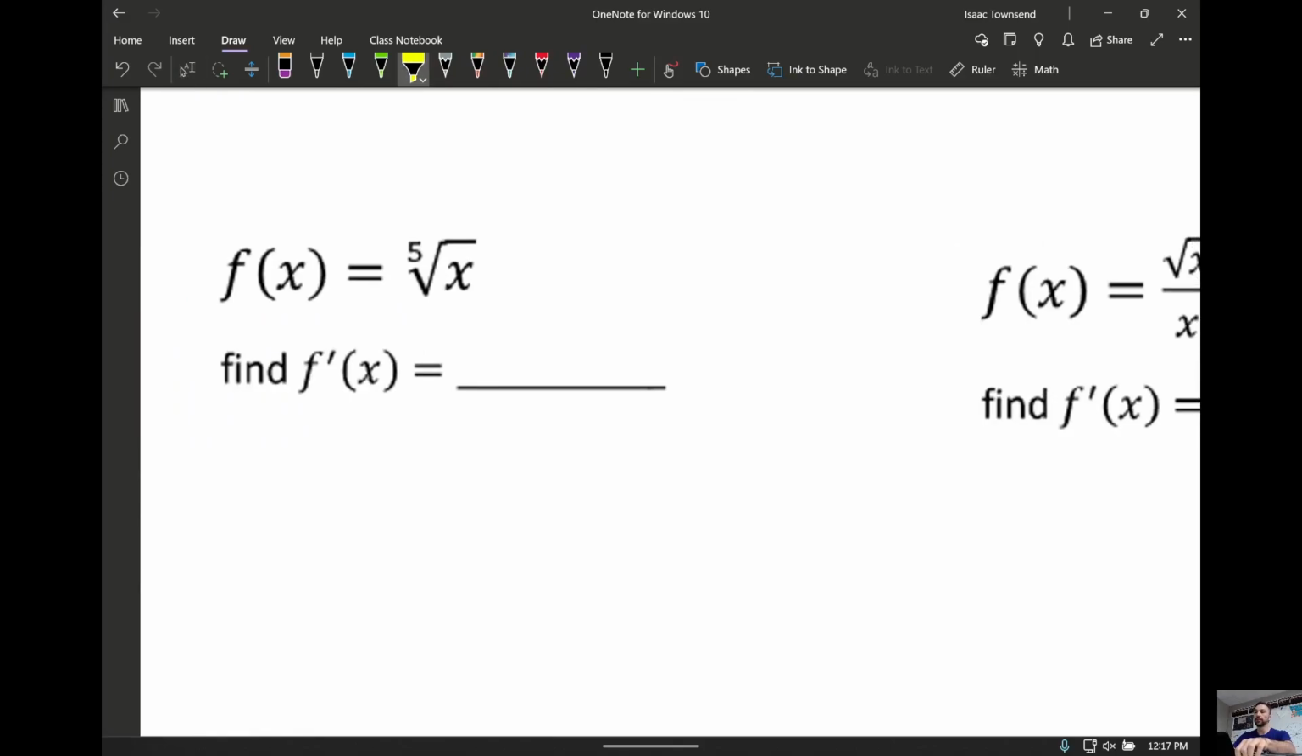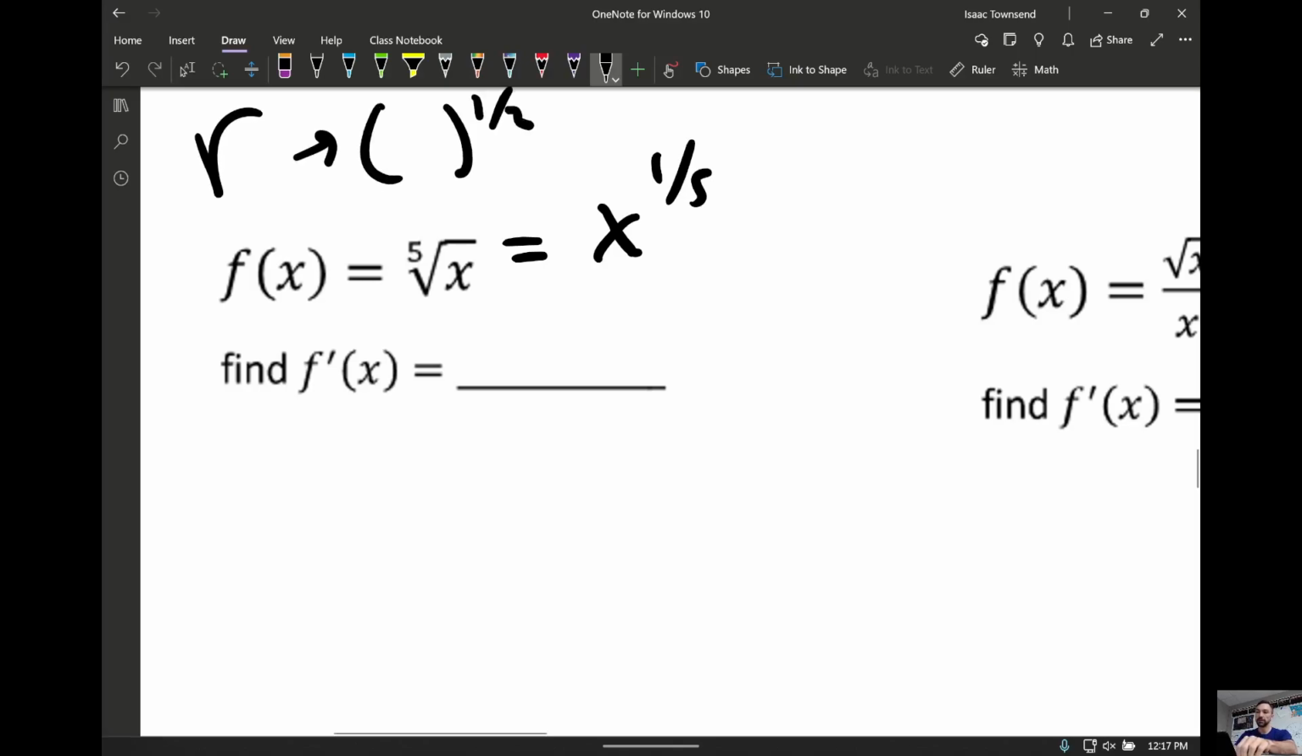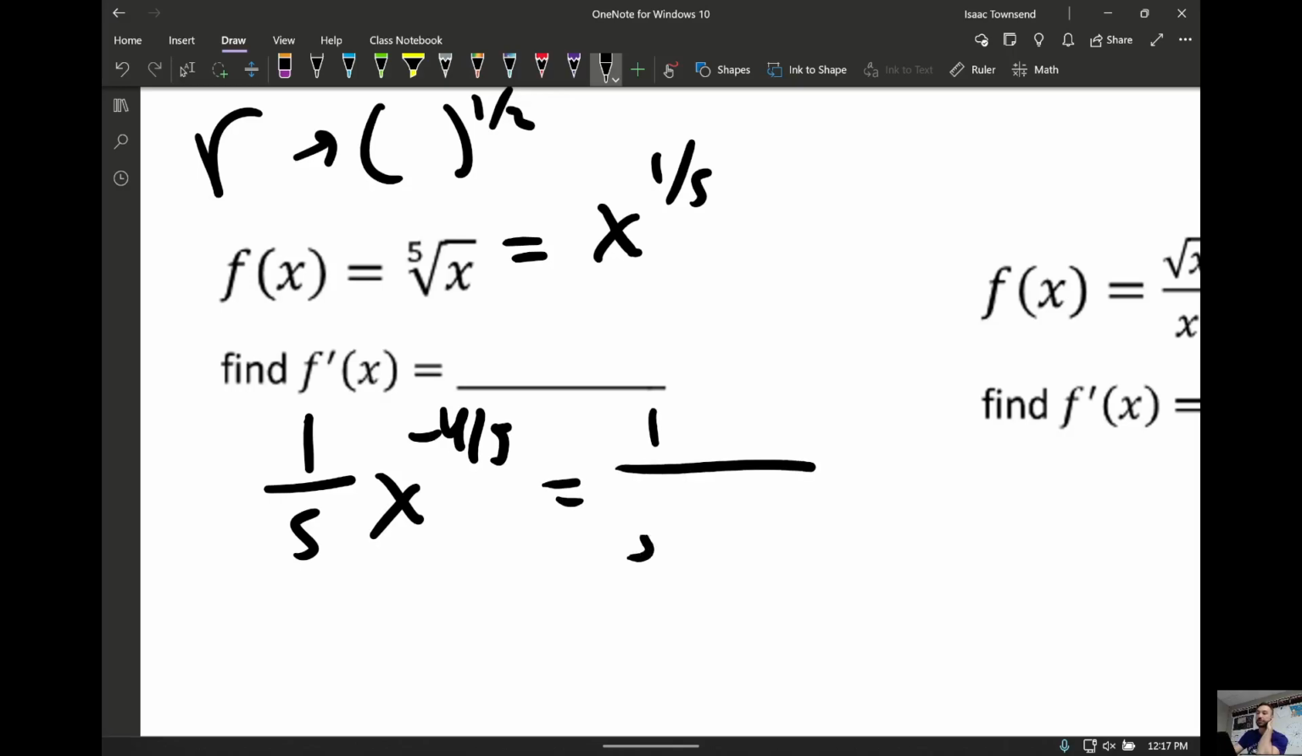Okay, what about this one? How can I rewrite this? Instead of calling this the 5th root of x, I could call it x to the 1/5, good. Just like square root means an exponent of a half, a 5th root is like an exponent of a 5th. So if you change that, now we can do the power rule. We can bring the power down, lower the power by 1, and then if it's a negative exponent, you need to move it to the other side of the fraction to give it a positive exponent.